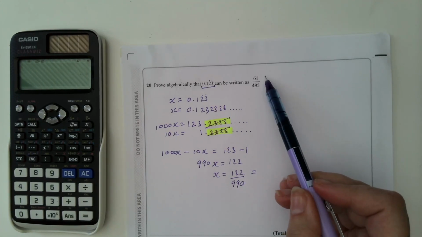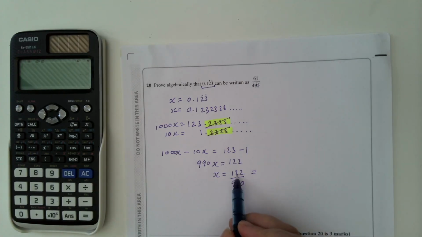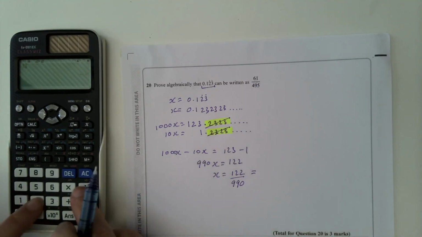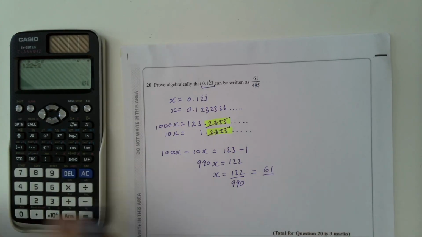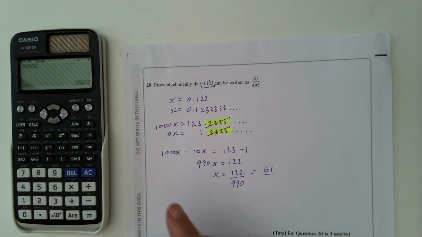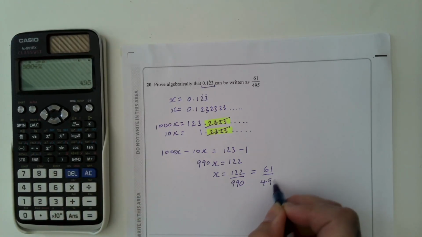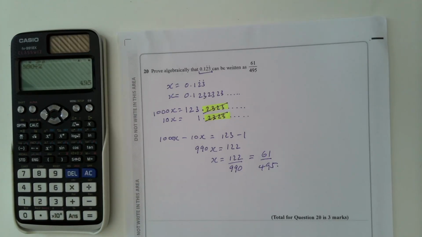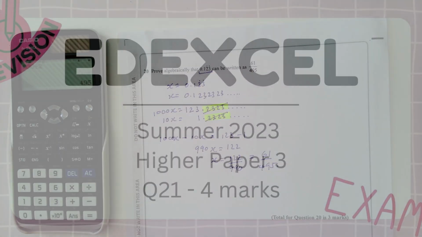Now I need to show algebraically that it can be written as this. Well, if I half 122, I get 61. So if I half 990, I get 495. So I've shown that that recurring decimal can be written as that fraction.